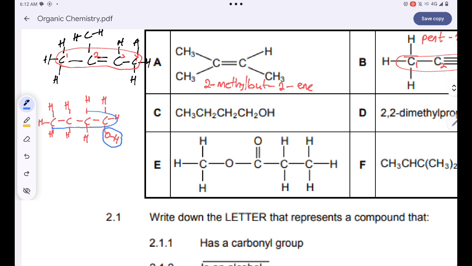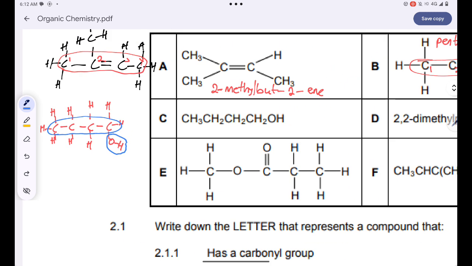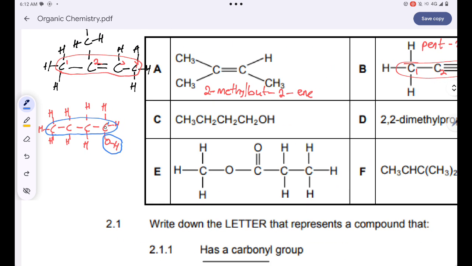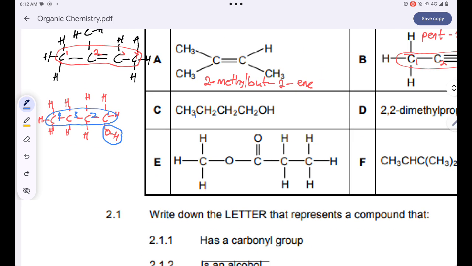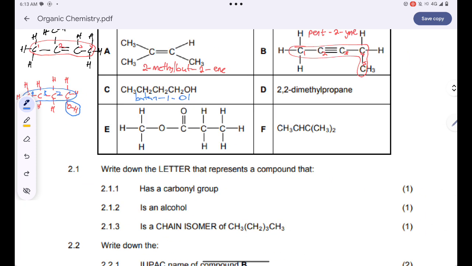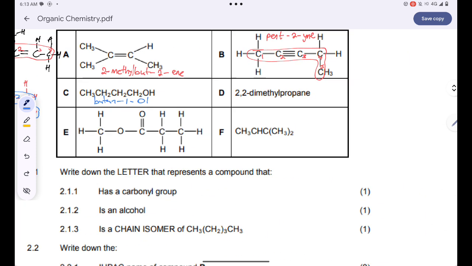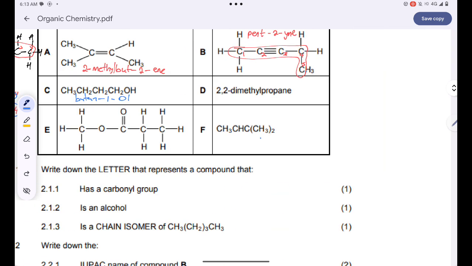So the parent chain will be butane, since I have 4 carbons, right? So this will be butane. The OH is at carbon number 1, so butan-1-ol. Butan-1-ol.